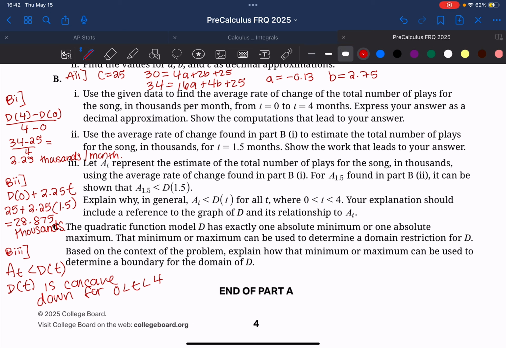Okay, and then part C. Part C says the quadratic function model D has exactly one absolute minimum or one absolute maximum. The minimum or maximum can be used to determine a domain restriction for D. Based on the context of the problem, explain how the minimum or maximum can be used to determine the boundary for the domain of D.